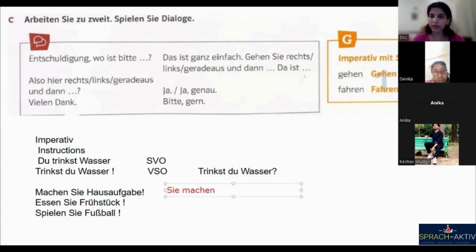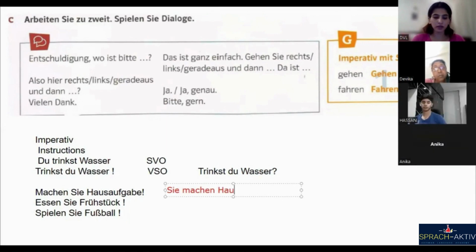Sie ke saath machen hota hai, ya conjugation kya hoti hai capital S ke saath? Sie machen Hausaufgabe. Right? Sie machen Hausaufgabe. This is a normal sentence. Subject, verb, object. Isko agar instruction karni hai, to machen Sie Hausaufgabe.